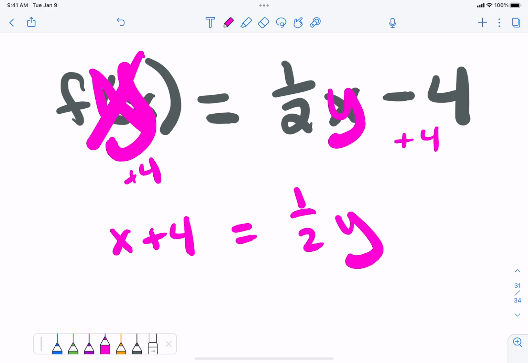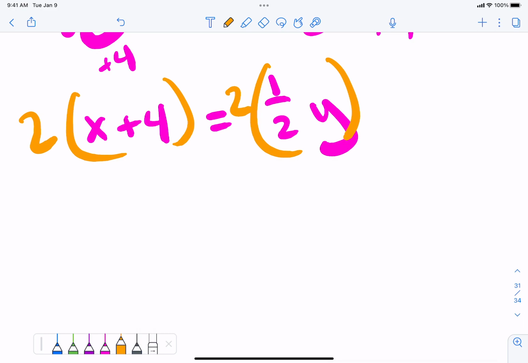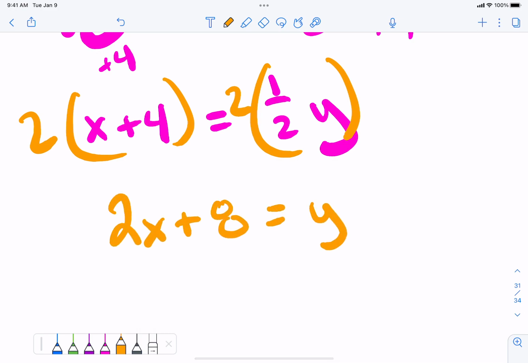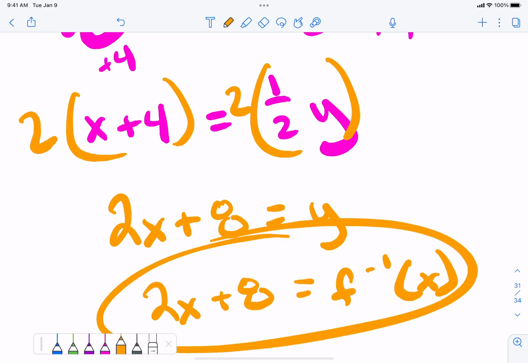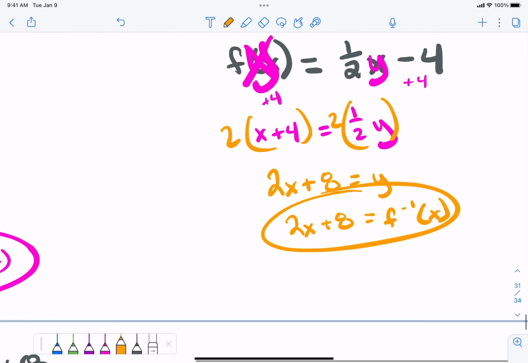Instead of dividing by 1/2, you multiply by 2, right? Did you get 2x plus 8? Yes. Wonderful.